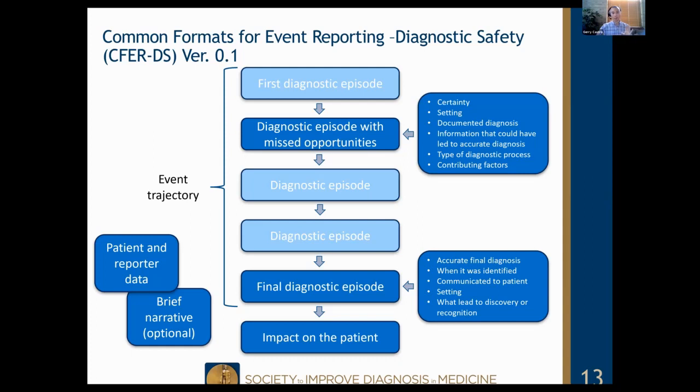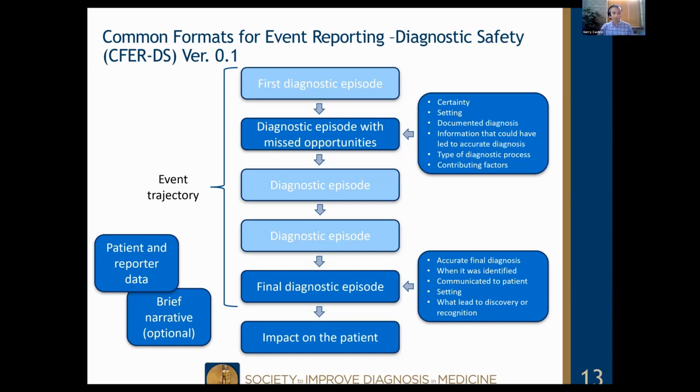And so if you look at that box off to the right, what they're going to ask you to do with the common formats is collect certain elements of data around the certainty of that diagnosis, what was the setting that the diagnosis was made or the diagnostic episode occurred in, what was the actual documented diagnosis at that time. Was there actual information that could have led to an accurate diagnosis? And then they talk about the specific type of diagnostic process that was involved, and then specific potential contributing factors.